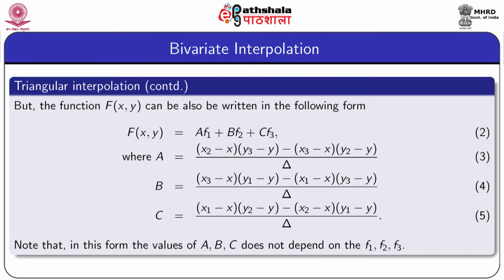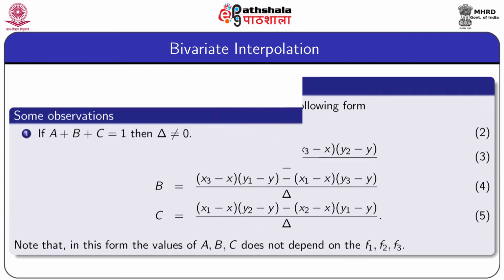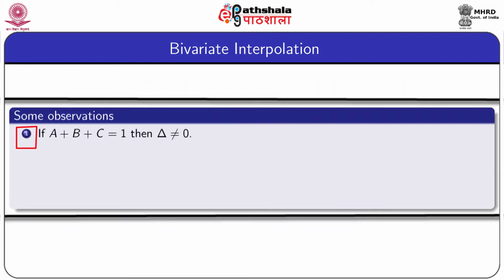Note that in this expression, the values of A, B, C do not depend on the value of the function small f of x y, that means the values of f1, f2 and f3. Now, we observe the following important points. The first one is that the sum of the values of A, B, C equals 1, and the denominator must not equal 0.